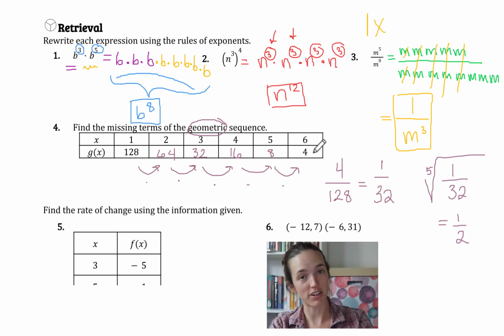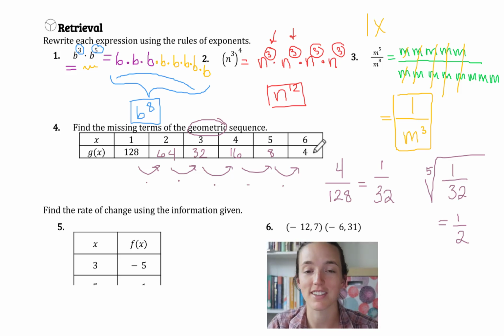If fractions make you nervous, another way you could have done this is pretended that the table was flipped around. So just pretend that it starts at 4 and goes to 128. Do it exactly like we did in Unit 1, you would get times 2, right? 4 times 2 is 8, times 2 is 16, times 2 is 32, all the way up to 128, and then you can just fill in the table backwards.